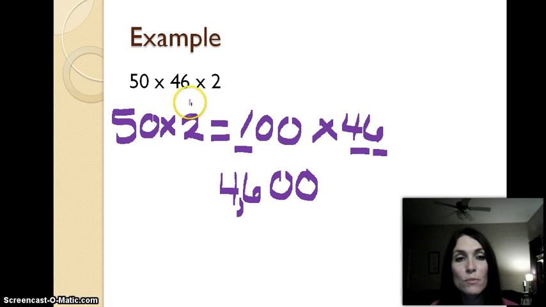If you'll notice, when we talk about using the multiplication properties, I change the order. So I use the commutative property by multiplying 50 times 2 together first, and then I use our mental multiplication strategy to complete the problem.